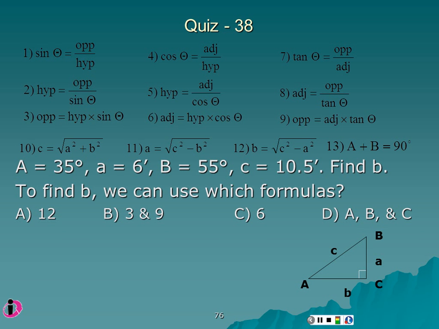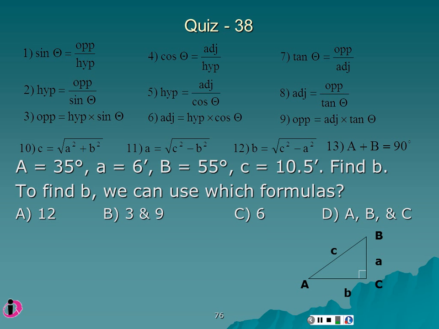Now let's look at 12 first. You must be able to use 12 because you know both C and A, so you must be able to use 12 for sure. Now how about 3 and 9? Let's look at 3. You must be able to use 3 because if you assume that B is the opposite side, your angle must be capital B, right? So you will assume that angle is going to be 55, right?